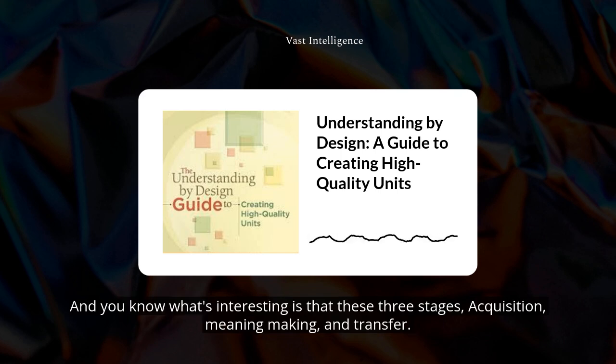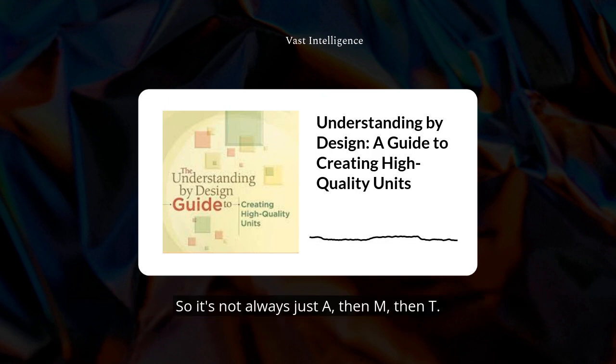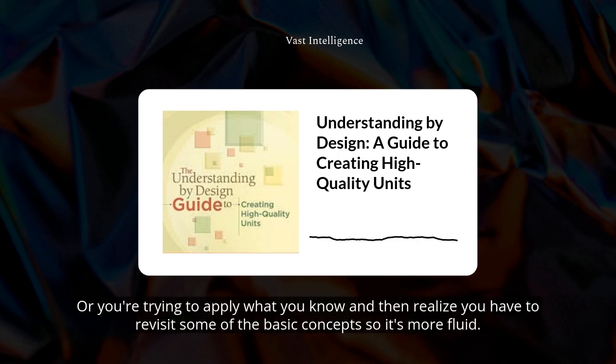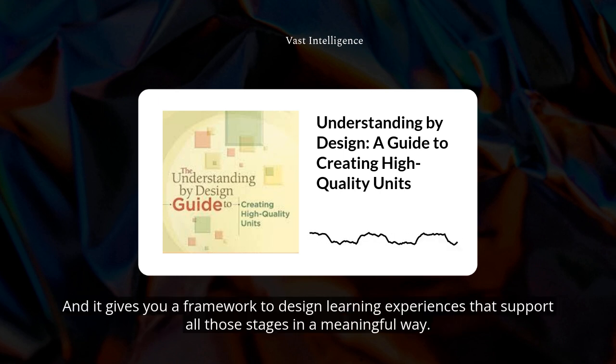And what's interesting is that these three stages, acquisition, meaning making, and transfer, they don't always happen step by step. Okay, so it's not always just A, then M, then T. Right. Sometimes you might start with an activity, then you go back and get the knowledge you need to make sense of what you just did. I see. Or you're trying to apply what you know and then realize you have to revisit some of the basic concepts. So it's more fluid. Exactly. And UbD recognizes this. Okay. And it gives you a framework to design learning experiences that support all those stages in a meaningful way.